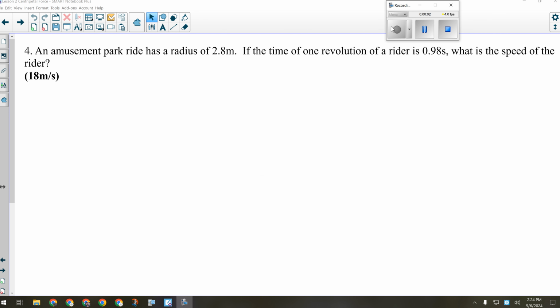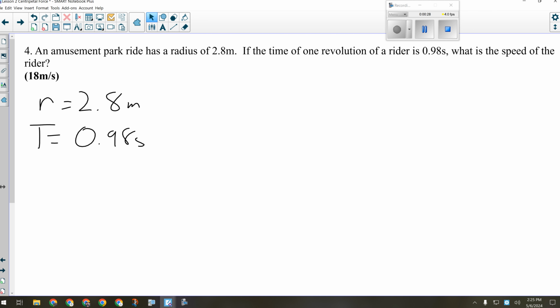Okay, so this was the first one on that horizontal sheet that we wanted to go over. We have this amusement park ride. We know it has a radius of 2.8 meters. They gave us R. The time for one revolution is 0.98 seconds. What did they give us there? Period, which is big T.